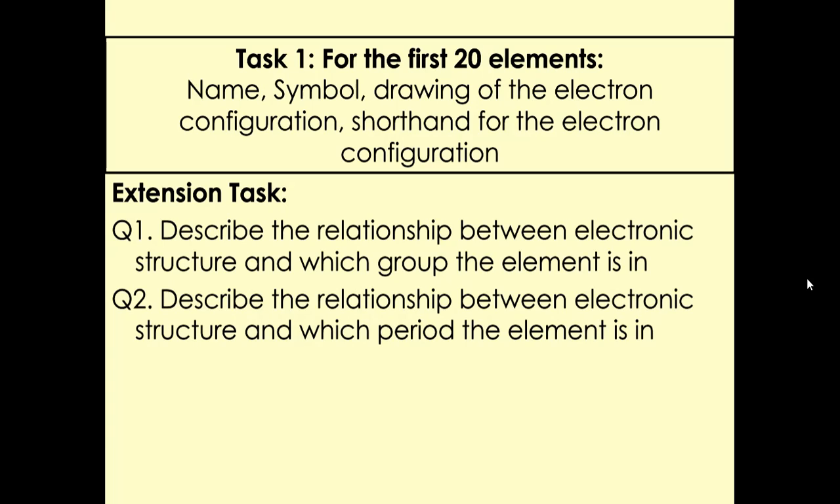Okay, and if you feel like it, there's an extension task, which is to have a look at the electron configurations you've drawn. Pick 2 that are in the same group. You could pick lithium and sodium, for example. I want you to have a look at the electron configuration and see what similarity there is. And then the same for the period. Pick 2 or 3 elements in the same period and look at what relationship there is between that and the electronic structure. Okay, and then pause the video before you go into the next slide.